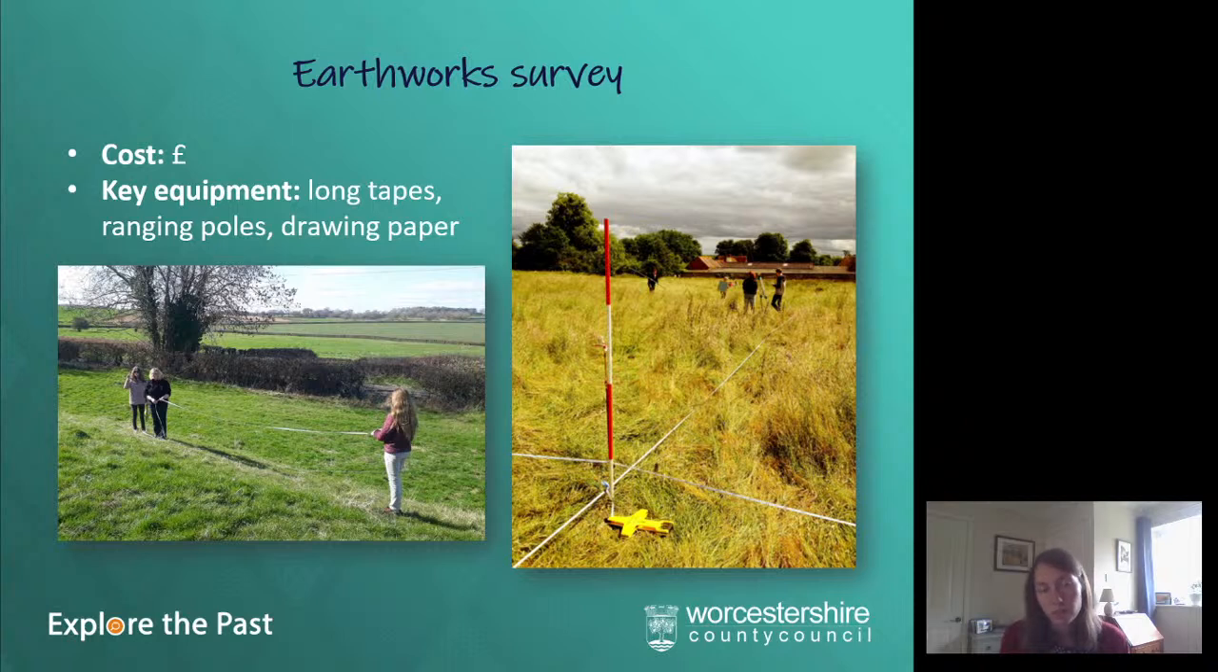Although you will need long tape measures, so often 30, 50 or 100 metre tapes, depending on the size of the area you're surveying. And ranging poles, usually poles painted in red and white sections, like you can see in the photograph. These are really useful for making sure that your tape measure is actually straight. If you're setting out a tape measure line as a baseline, you need to know that it's a straight line, not just assume it's a straight line. And obviously drawing and recording paper.